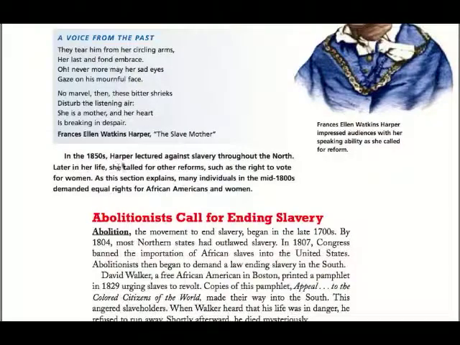In the 1850s, Harper lectured against slavery throughout the North. Later in her life, she called for other reforms, such as the right to vote for women. As this section explains, many individuals in the mid-1800s demanded equal rights for African Americans and women.